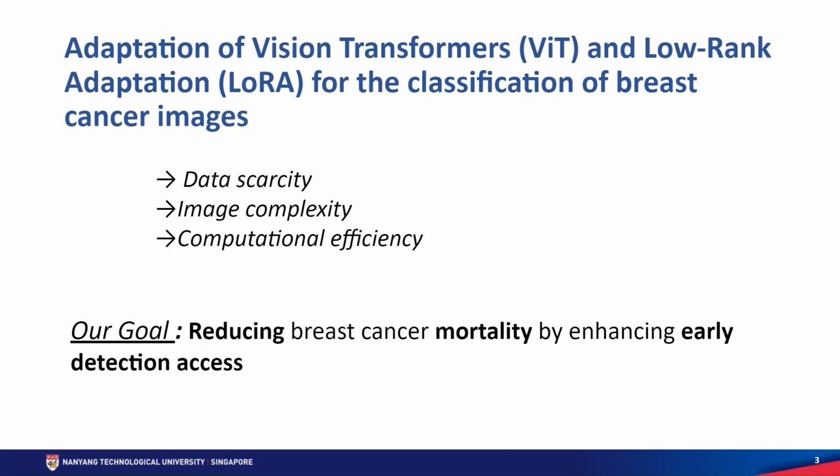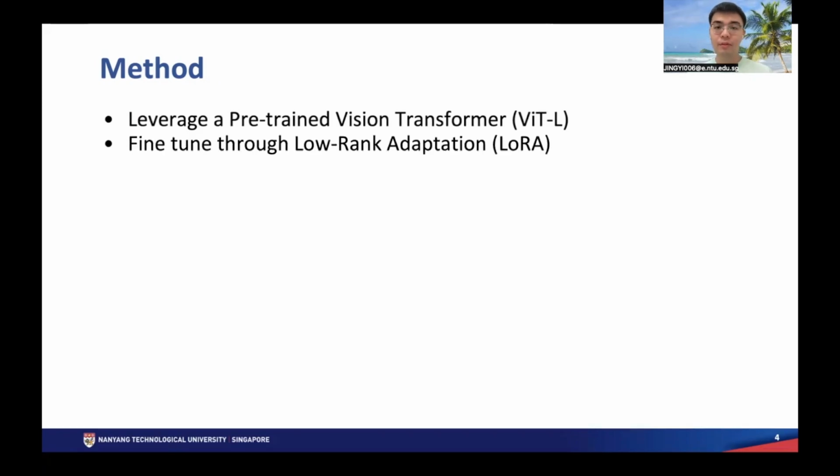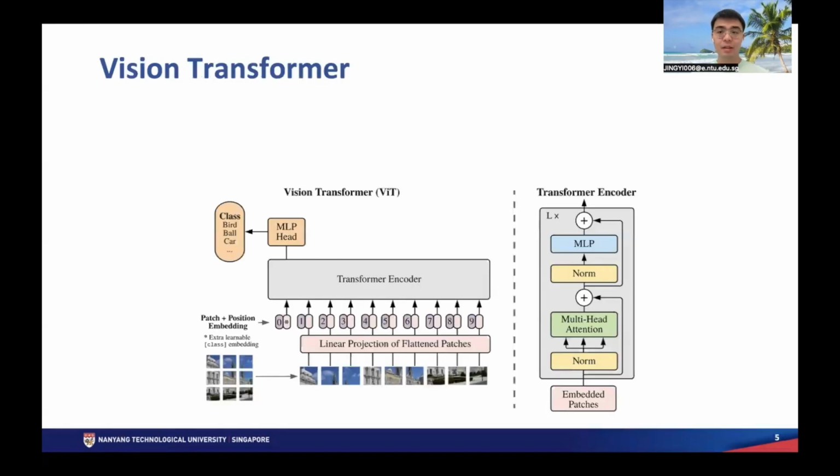And we wish for our work to contribute to a broader goal of reducing breast cancer mortality by enhancing early detection access. As for our method, we leverage a pre-trained vision transformer model, specifically ViT-L. We fine-tune the vision transformer model through a parameter-efficient technique called low-rank adaptation, or LoRA. We also apply domain-specific data augmentation techniques, including translation, shearing, and rotation, to improve the training performance.